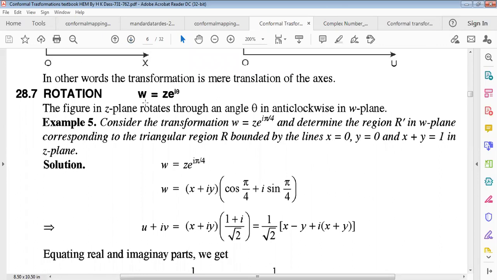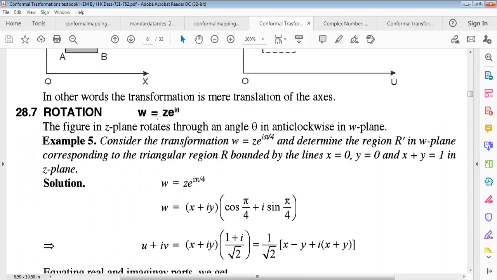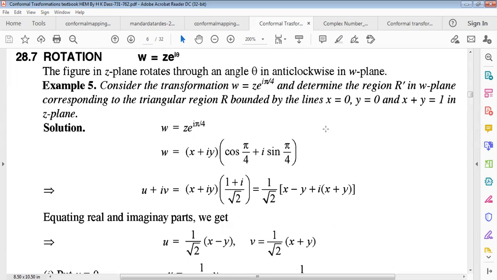Now the rotation: in the w plane, w equals z into e to the power i theta. This is the polar form of a complex number, e to the power i theta. The figure in the z plane rotates through angle theta anticlockwise in the w plane. That is the definition of rotation, simple one line: w equals z into e to the power i theta. The figure in the z plane rotates through an angle theta anticlockwise. Remember it.